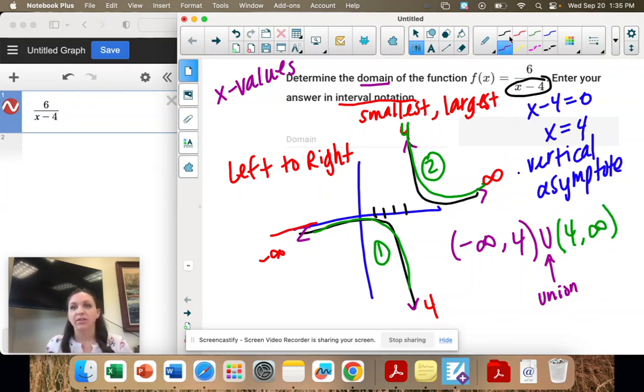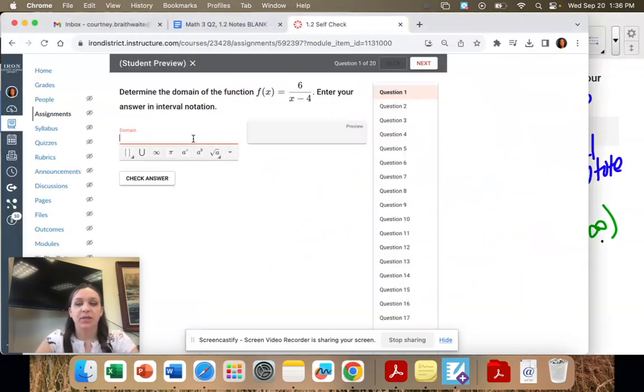So really what this means is the domain is negative infinity to infinity, but we're breaking at 4. So we have to stop there, and the parentheses show us that there's a break there. So if I go to type that in, I would do parenthesis, negative infinity, comma 4, parenthesis, union, that joins, and then 4 to infinity.